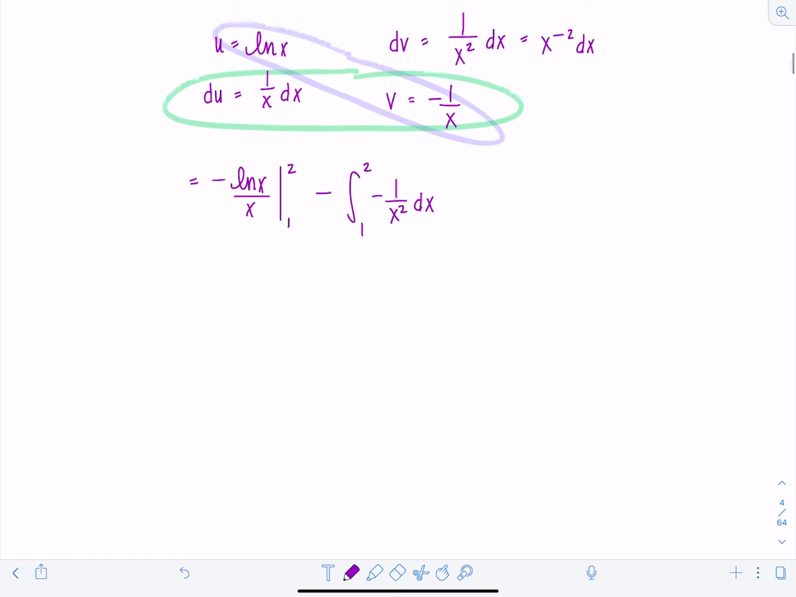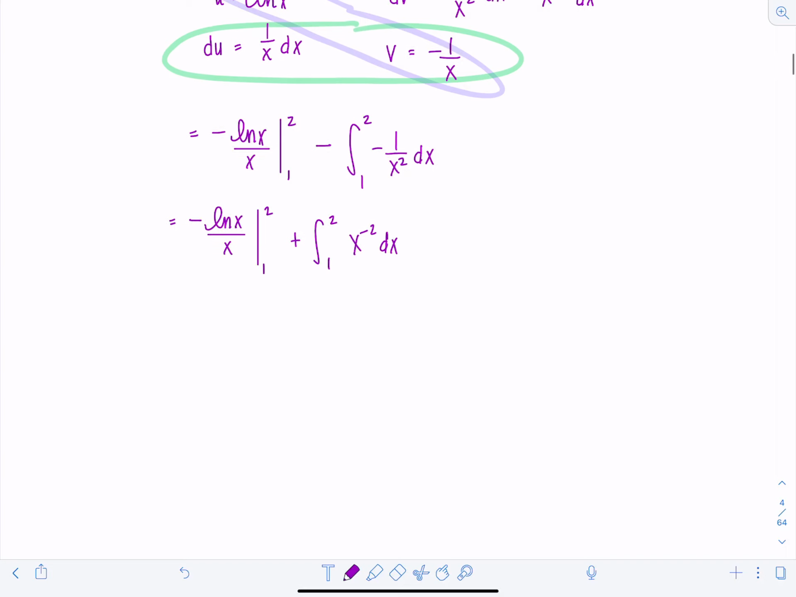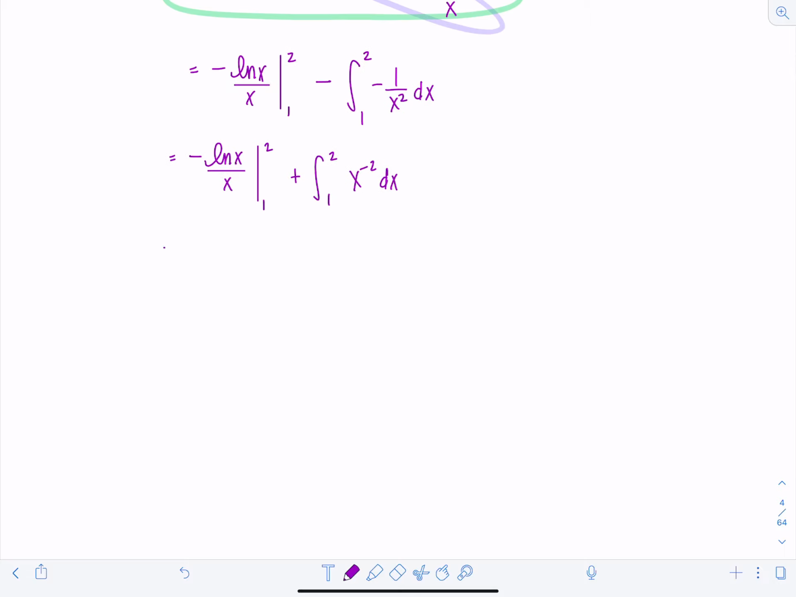All right, nice. Now let's go ahead. I like to finish anti-differentiating completely before I evaluate anything at the limits of integration, so you could just do it nice and clean in one step. Okay, so I'm just going to leave this alone for now. Negative ln of x over x, evaluated from 1 to 2. And then this is going to become plus integral from 1 to 2. I'm going to rewrite this as x to the negative second dx. Okay, and then we actually just did this antiderivative, so it shouldn't be too bad.